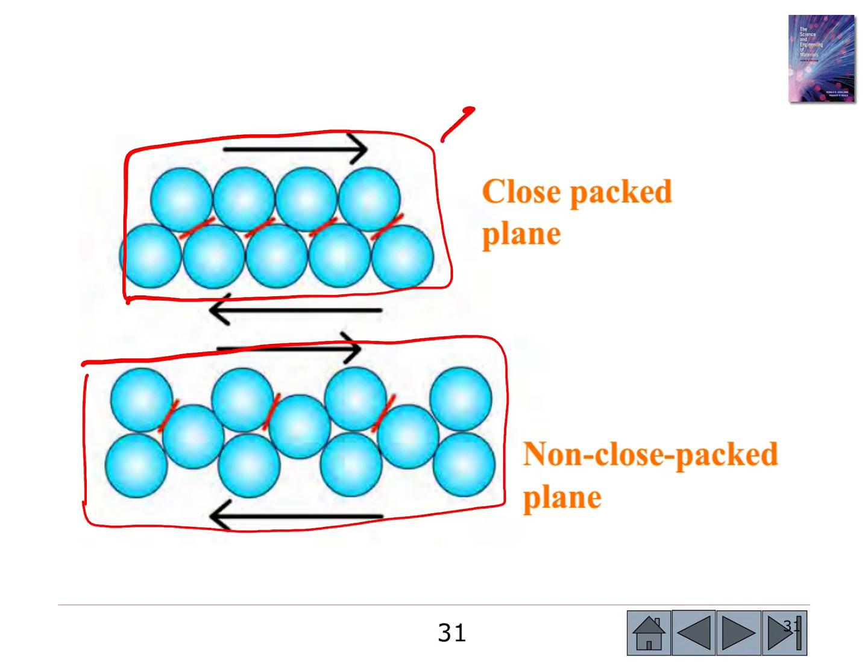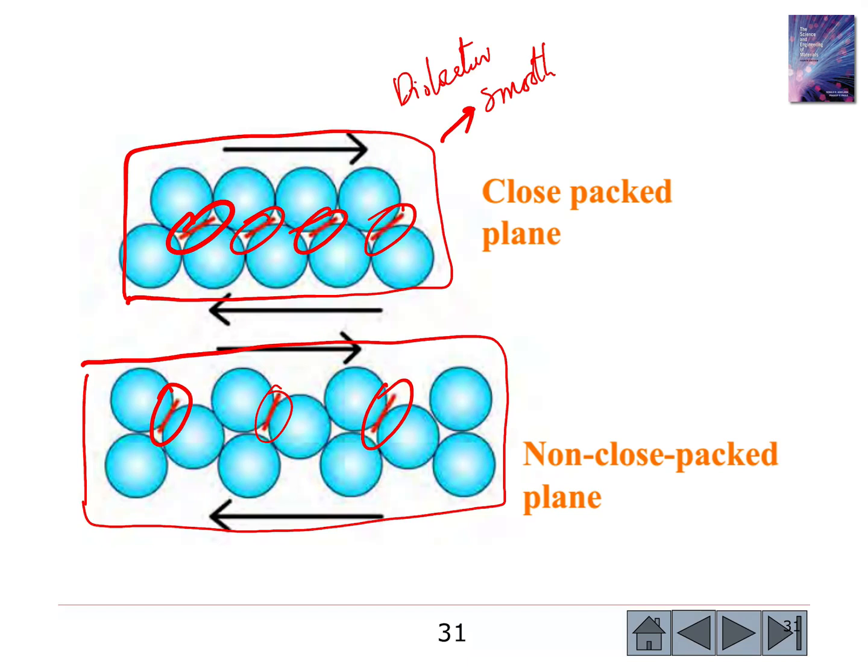So here the dislocation motion will be smooth because this gradient is small. The slope here is small, whereas the slope here is steep. So the dislocation motion will be difficult. So dislocation moves more smoothly in close packed planes in comparison to non-close packed planes, right?